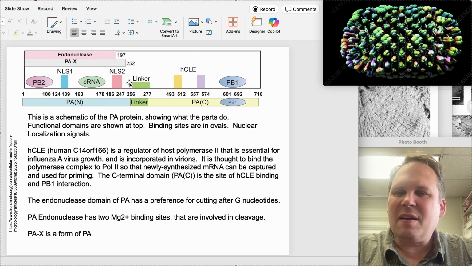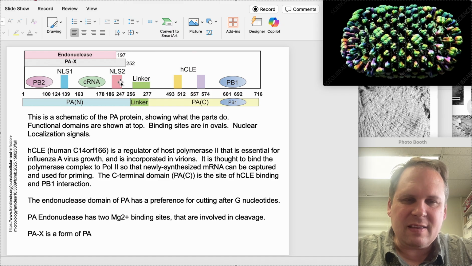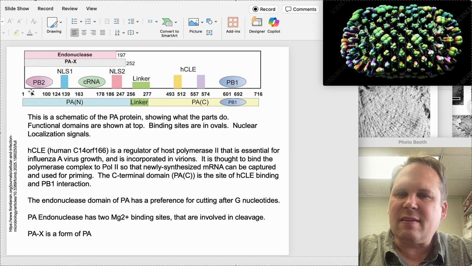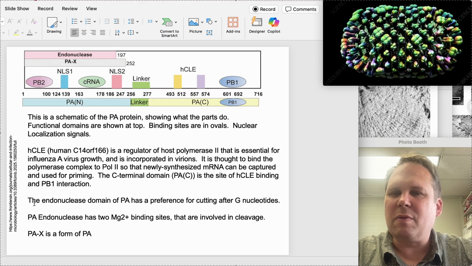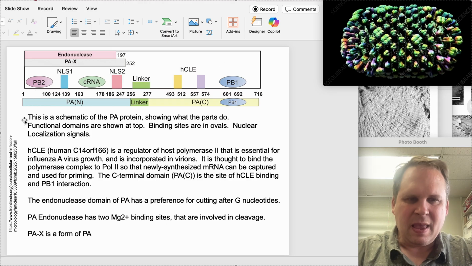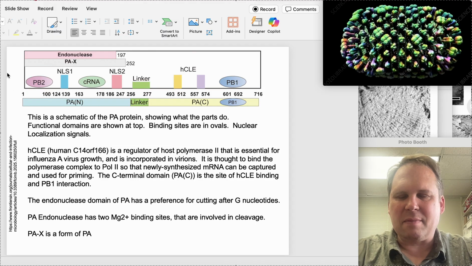Up at this end, we've got interaction sites. We've got two nuclear localization signals to get it into the nucleus via importin. And we've got interaction sites with the other two replicase components. But there's a weird thing that happens sometimes.